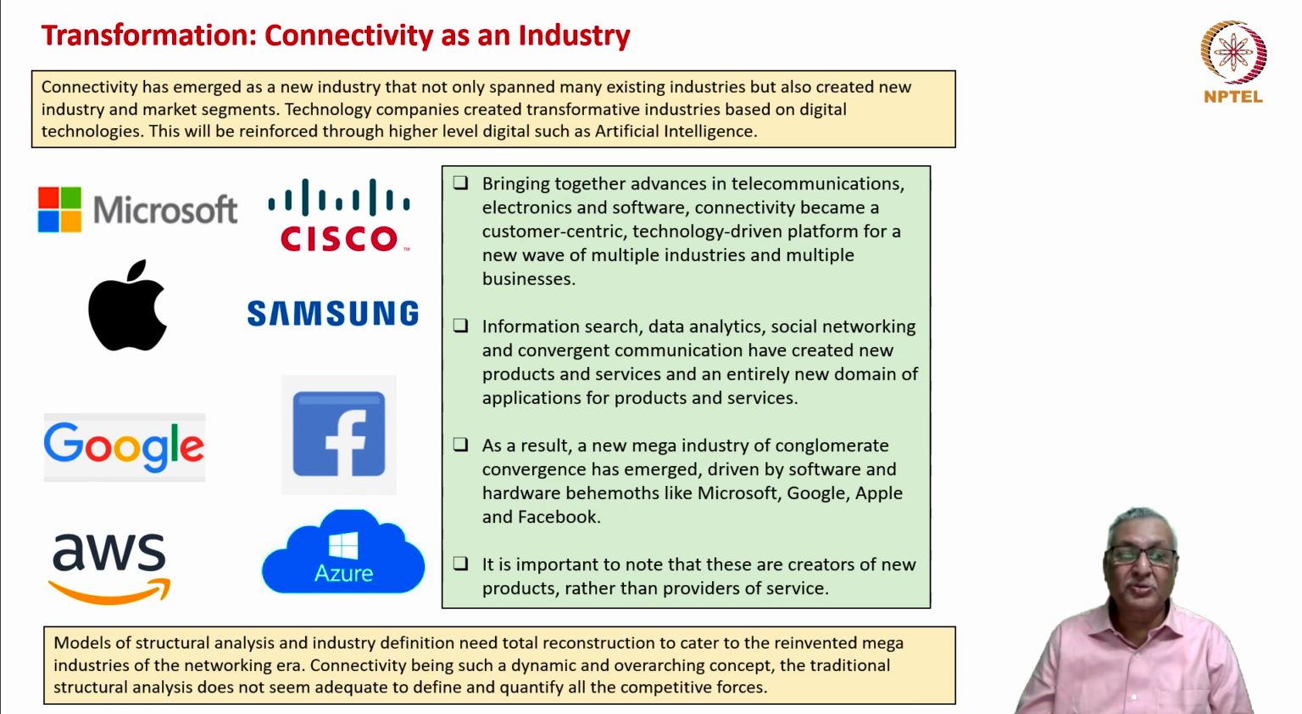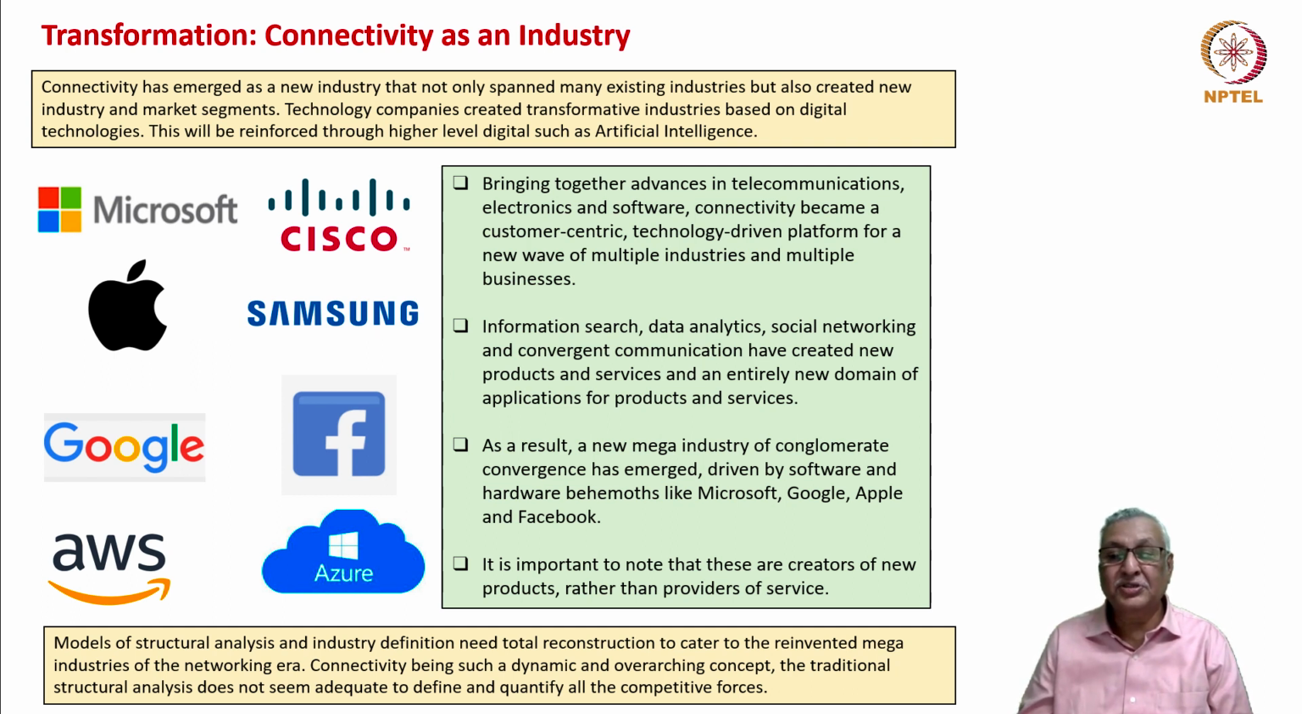As IoT develops further, every device will speak to every device. Every automobile will speak to every stationary and moving entity and the persons themselves. That's how the whole networking would take place. Information search, data analytics, social networking, and convergent communication have created new products and services and an entirely new domain of applications for products and services. Examples are from Microsoft, Cisco, Apple, Samsung, Google, Facebook, Amazon Web Services, Azure, and so on.